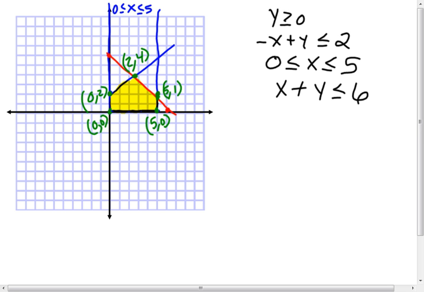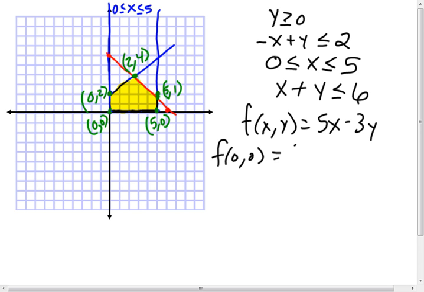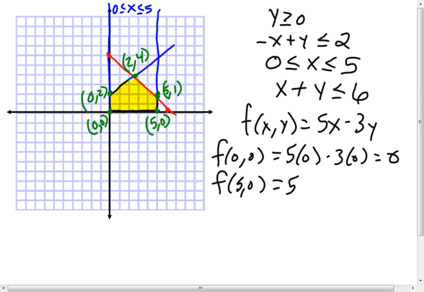And now what we want to do is find the minimum and maximum value. And in this problem, we're given a function, f of x y, and it's equal to 5x minus 3y. So what we need to do is plug in those coordinates, x's and y's, and evaluate. The first one we'll evaluate will be f of 0, 0, which is 5 times 0 minus 3 times 0, that would be 0. The second one, f of 5, 0, that would be 5 times 5 minus 3 times 0, so that would be 25.